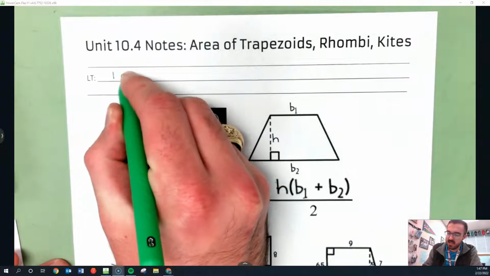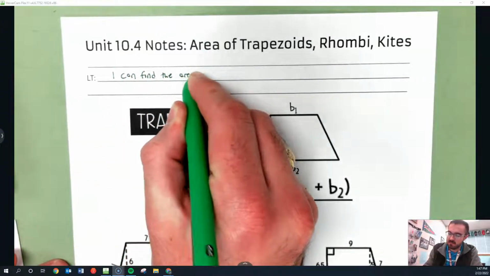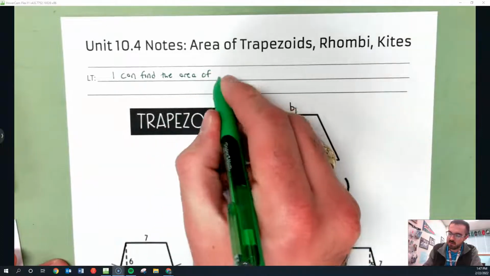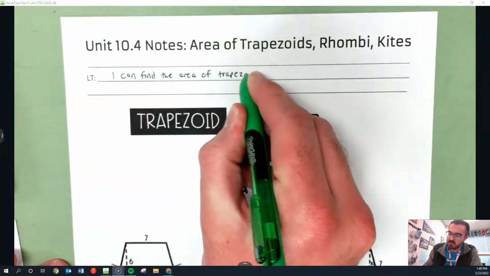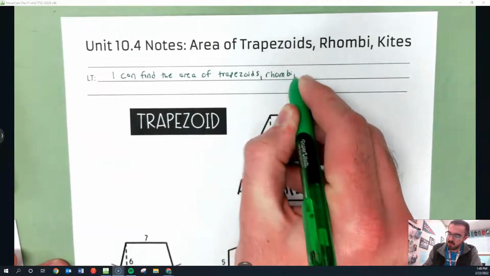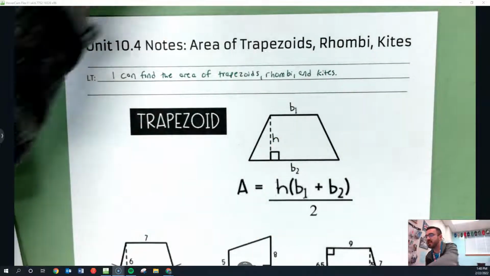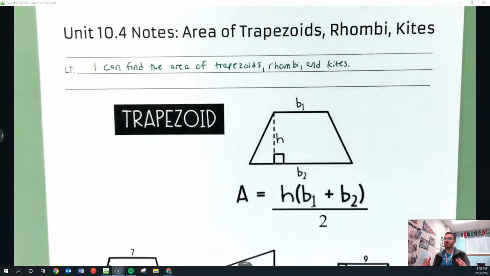Today's learning target is I can find the area of trapezoids, rhombi, and kites. So last time we learned about the properties of those three, and now we're going to actually talk about how to find the area of those types of shapes. Really not too bad of a day. I'm going to give you some formulas and you're going to plug stuff in. So let's talk about trapezoids.